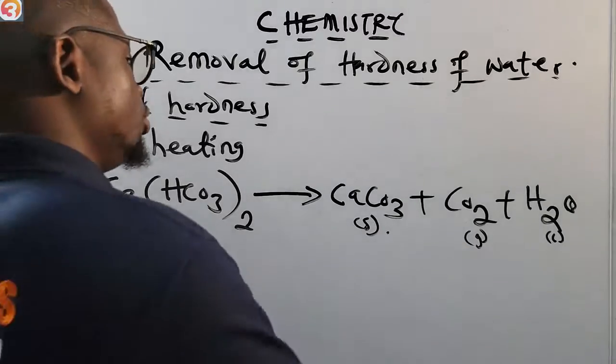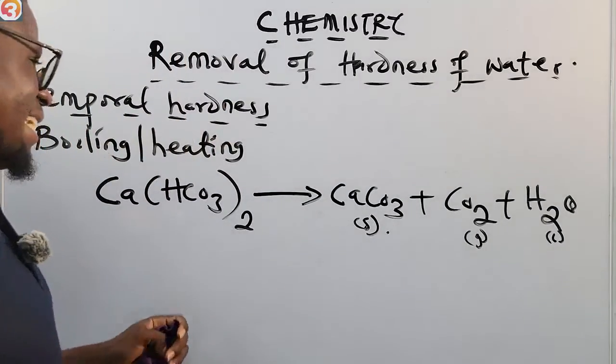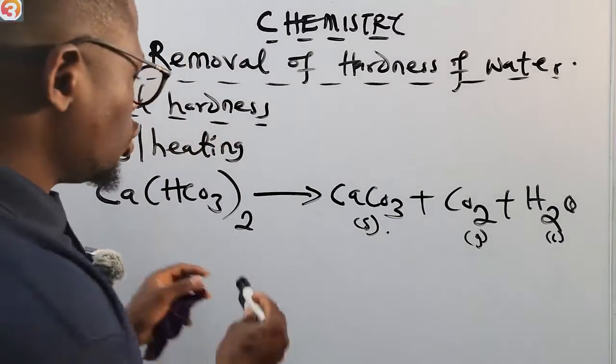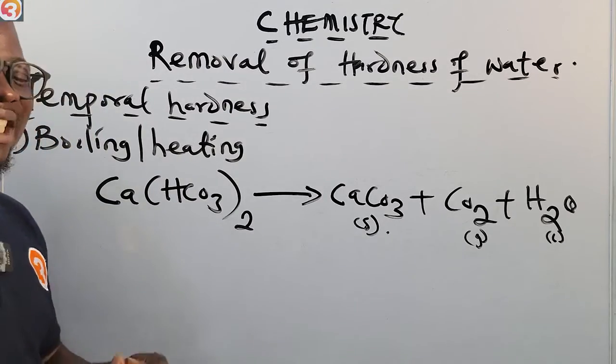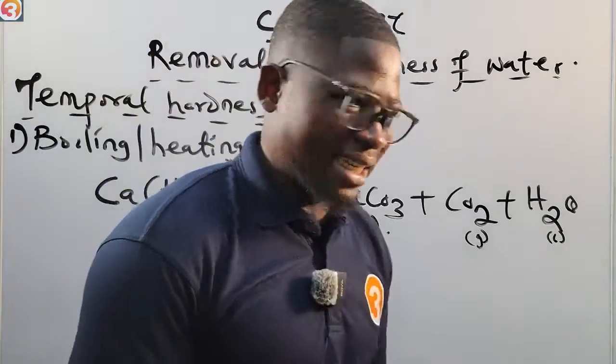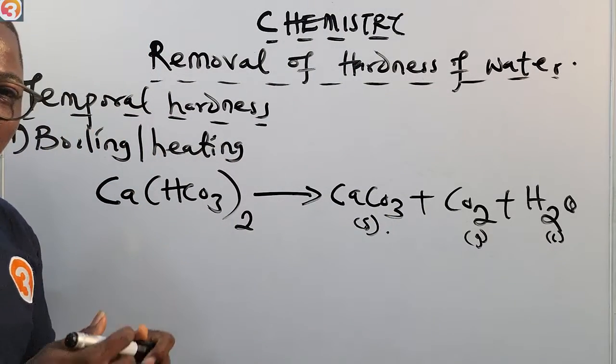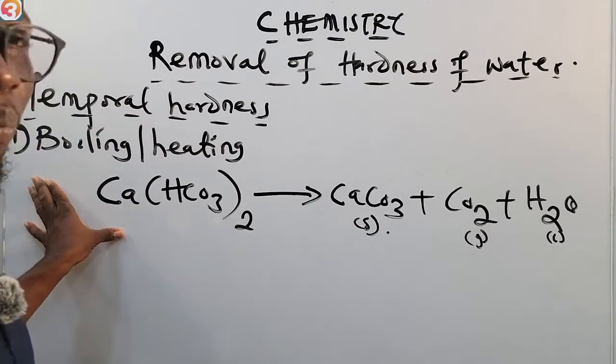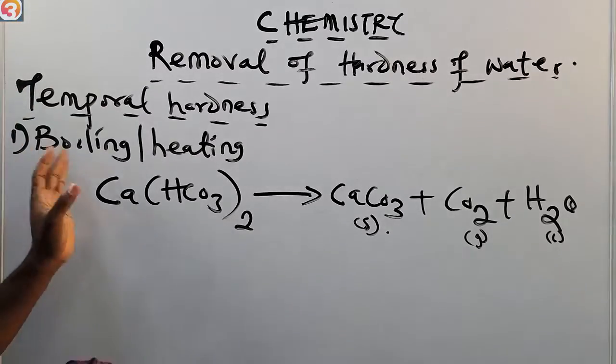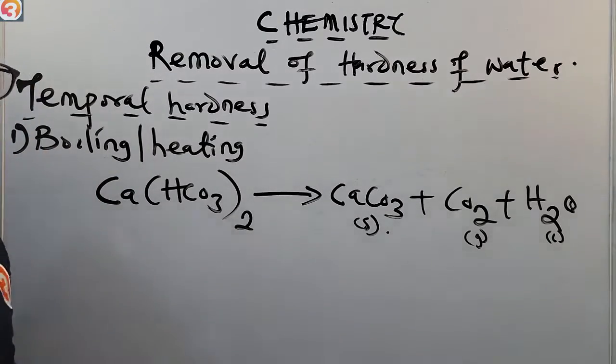CaCO3 plus CO2 plus H2O. The hardness will be removed, completely broken down, because it can decompose on heating. Ca(HCO3)2 is unstable to heat and can decompose on heating. So heating is a method for removing temporary hardness.